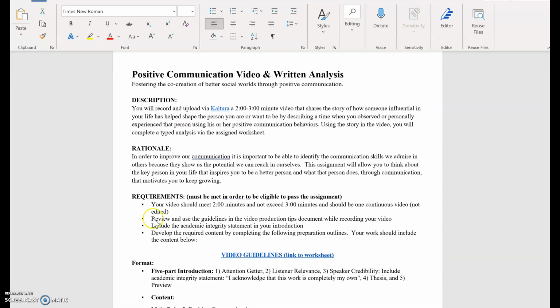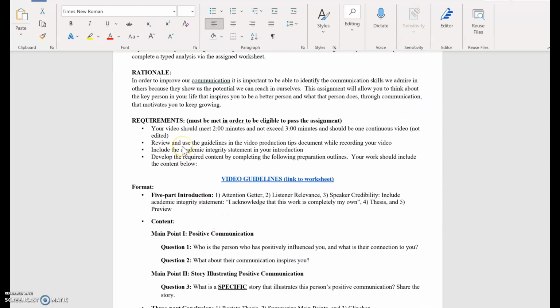So the requirements for this assignment: your video has to be 2 to 3 minutes, so minimum 2 minutes, but don't exceed 3 minutes, and it needs to be one continuous video, not edited smaller videos that you've put together. You have some guidelines in the survival guide about video production, so just make sure that the lighting is good, the sound is good, there's not too many distracting things in the background, that type of thing.